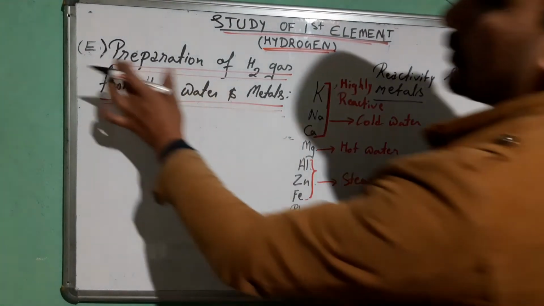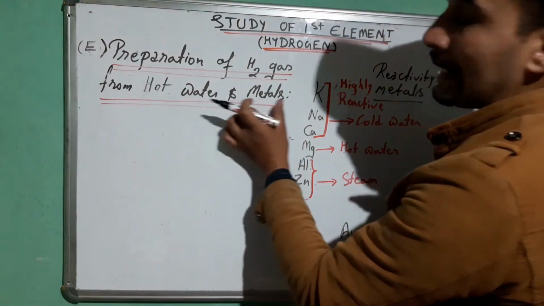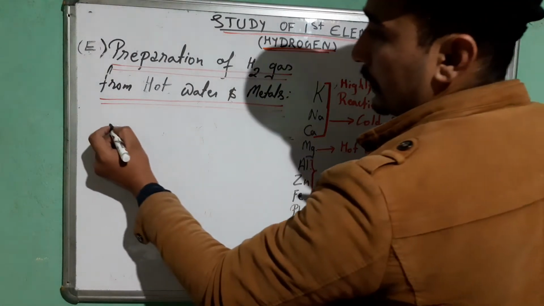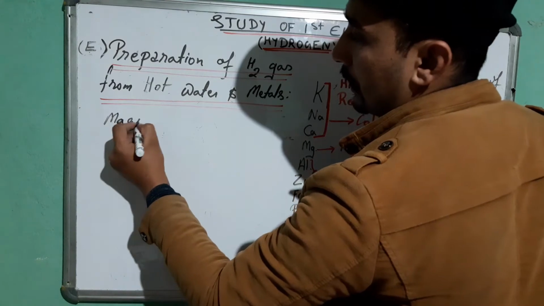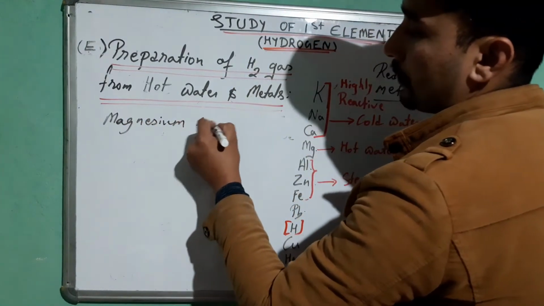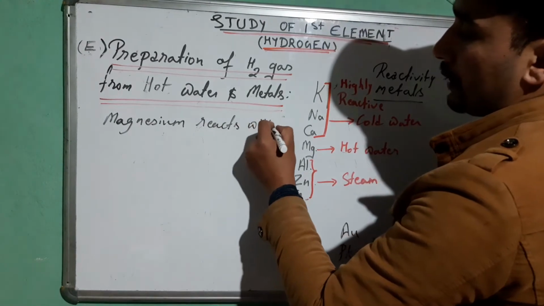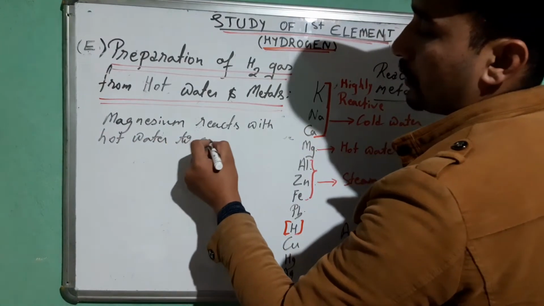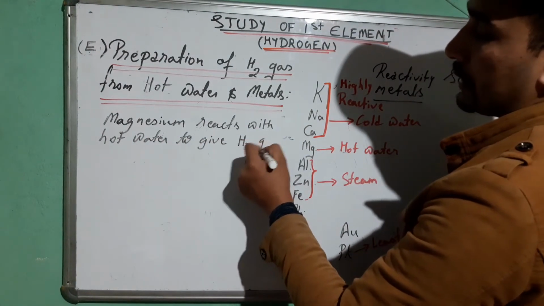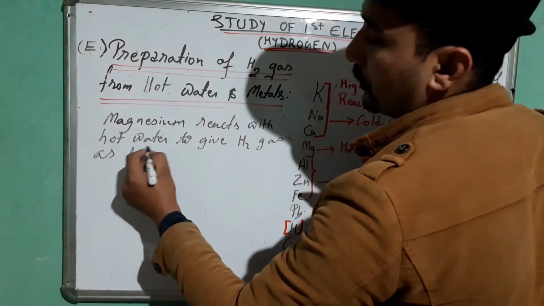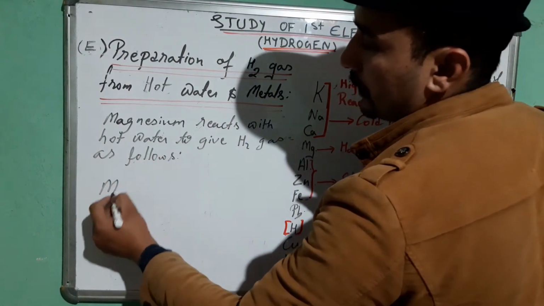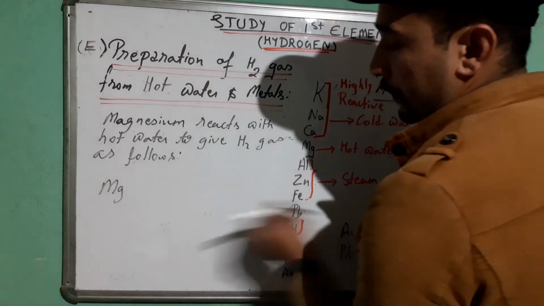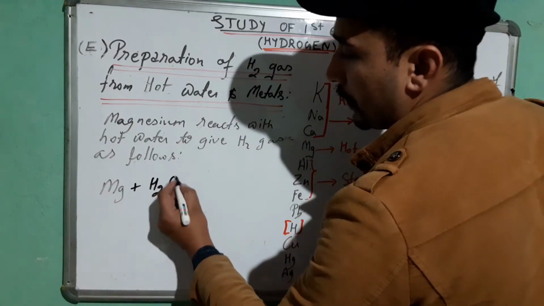Next, number E, preparation of hydrogen gas from hot water and metal. Only magnesium reacts with hot water. Magnesium reacts with hot water to give hydrogen gas as follows. So magnesium plus water, which should be hot.